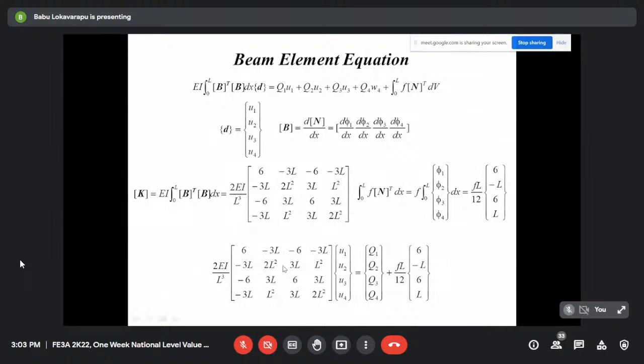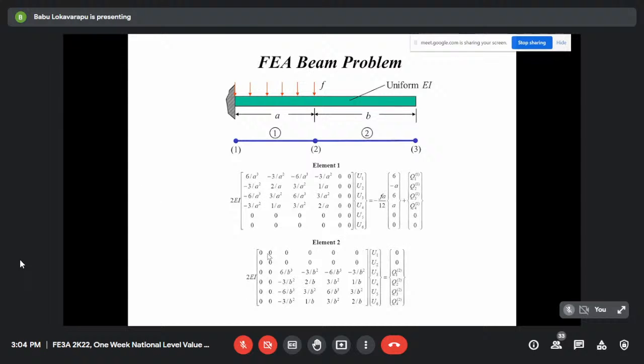Only thing is the stiffness matrix is different. This was the stiffness matrix; for the beam element, the stiffness matrix is different. Only that is going to change, and accordingly you can calculate. The basic procedure is the same. Once you derive the stiffness matrix for element 1 and element 2, you have to assemble these two.